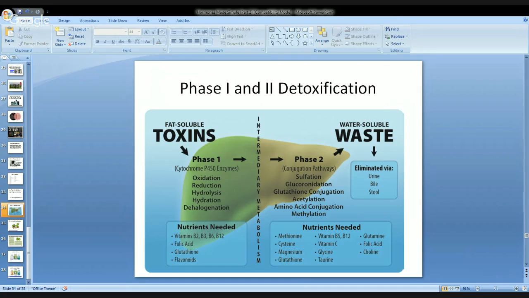In fact, let me just ask you, what foods do you think are good to detoxify the liver and the rest of the body through the phase 1, phase 2 detoxification?